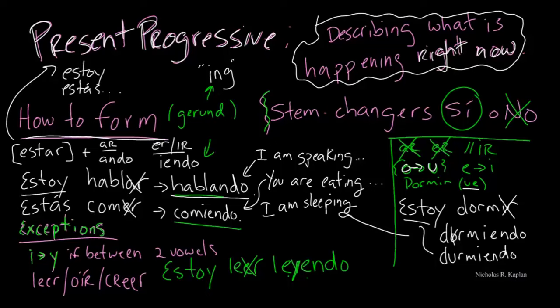So this is called the present progressive. How do you form it? You take a form of estar and add -ando, -iendo. Be careful of your exceptions. Basically, it's with leer, oír, and creer. We do have a few stem changers, but they only happen in the IR verbs, and they change from an O to U or an E to an I.